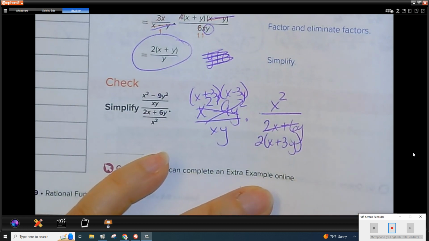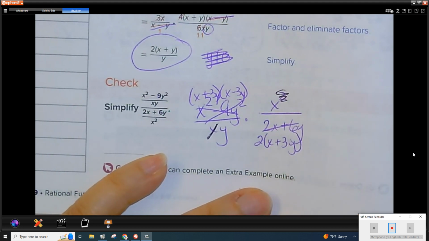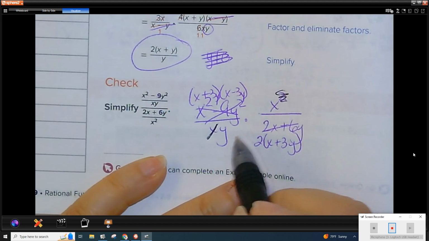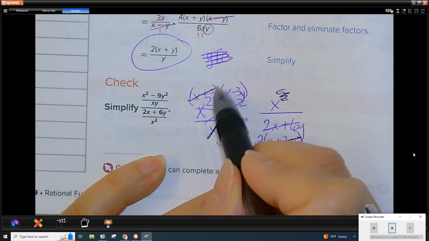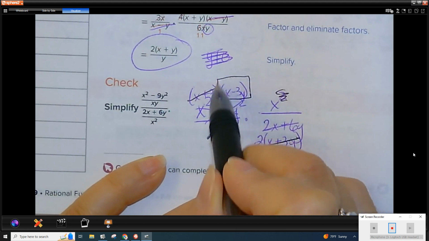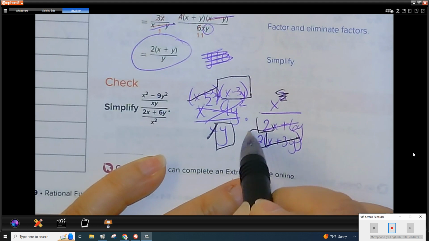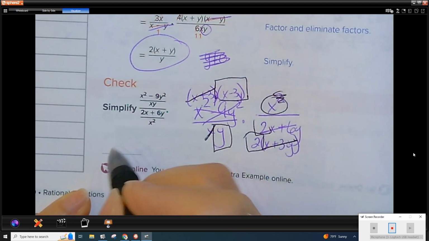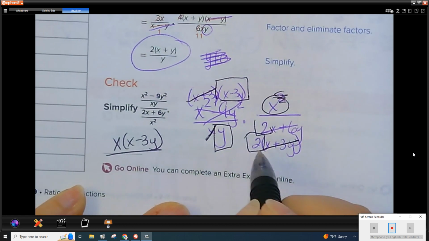Now I can start canceling with a different colored pen. I got 1x, I've got 2 x's, so that cancels. y is all by itself. I've got x plus 3y, x plus 3y, so all I have left is this, the y, the 2, this 2, and an x. So I got x, x minus 3y divided by 2y.